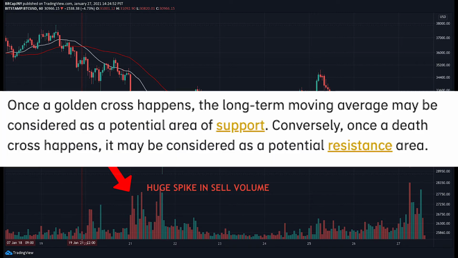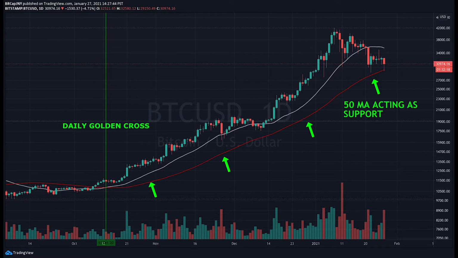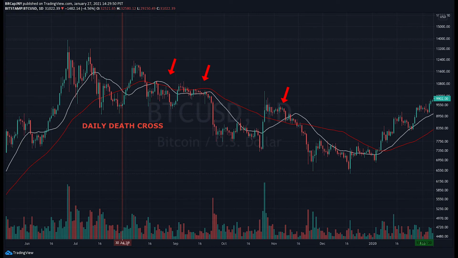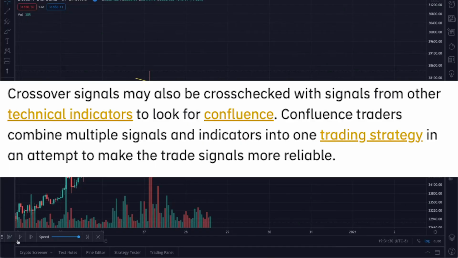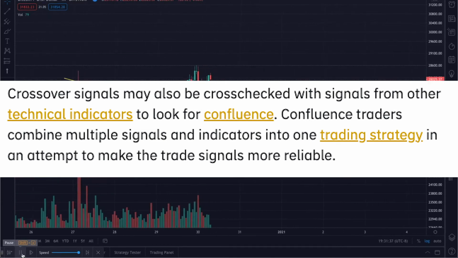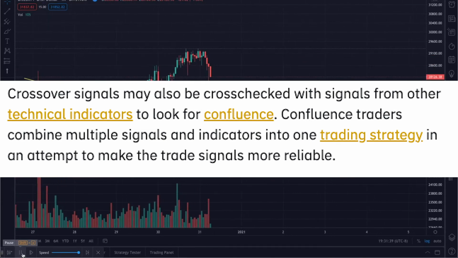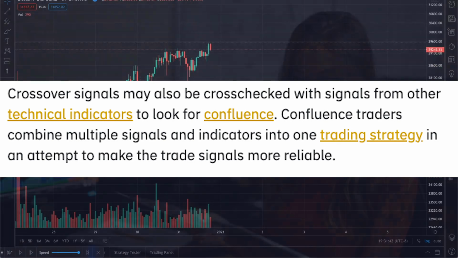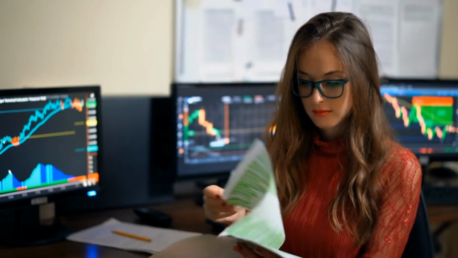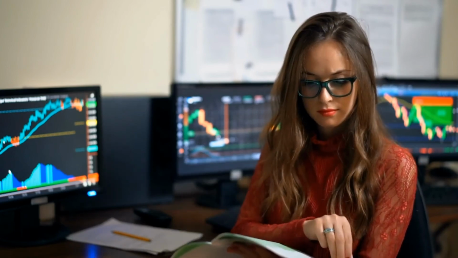Now, once a golden cross happens, the long-term moving average may be considered as a potential area of support. Conversely, once a death cross happens, it may be considered a potential resistance area. Now, crossover signals may also be cross-checked with signals from other indicators to look for confluence. Confluence traders combine multiple signals and indicators into one strategy in an attempt to make the trade signals that much more reliable.